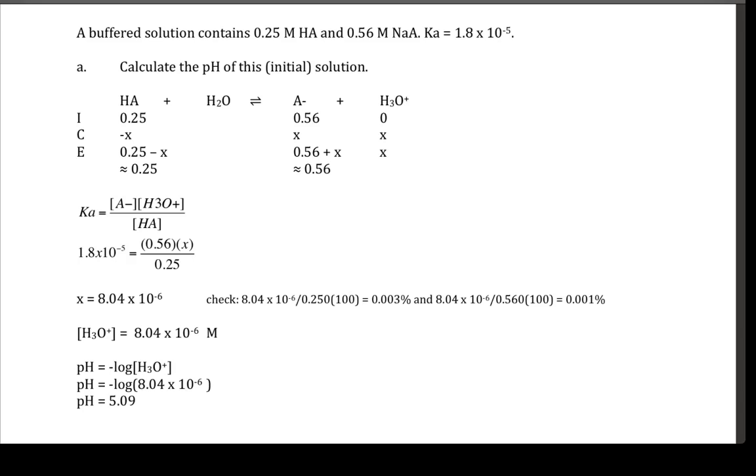We put them into our equilibrium expression, and we have 1.8 times 10 to the minus 5 equals 0.56 times x divided by 0.25. We get x to be 8.04 times 10 to the minus 6. x represents the H3O+ ion concentration at equilibrium. So we have H3O+ concentration is 8.04 times 10 to the minus 6 molar. We take the negative log of that and we get 5.09.